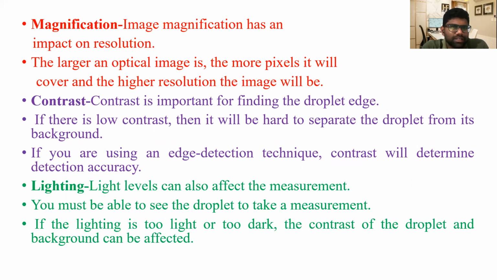And contrast is important for finding the droplet edge. If the contrast is low, then we cannot sharply pick the edge of the droplet. So contrast plays a very important role in finding the droplet edge very sharply, and that means calculating the contact angle accurately.